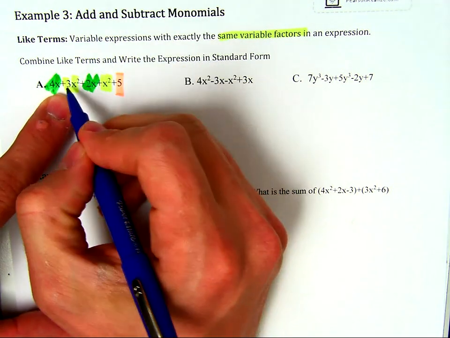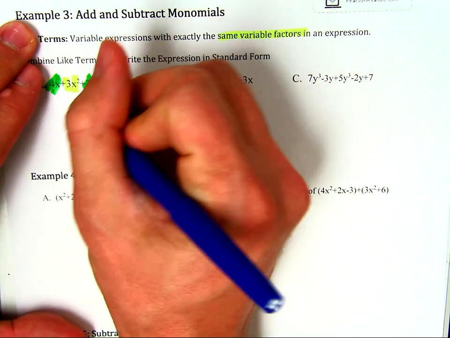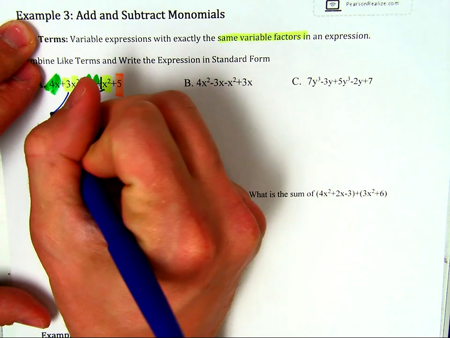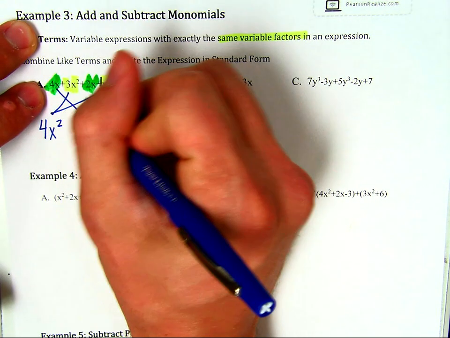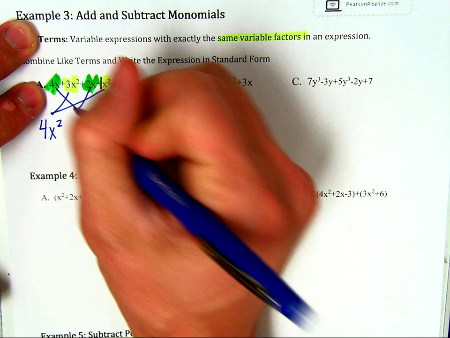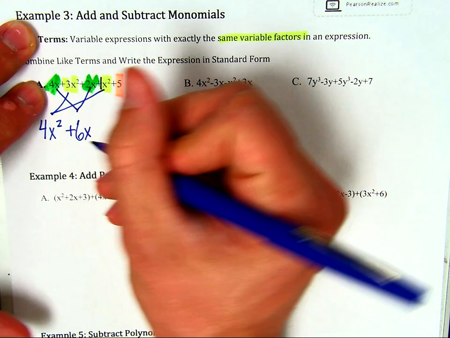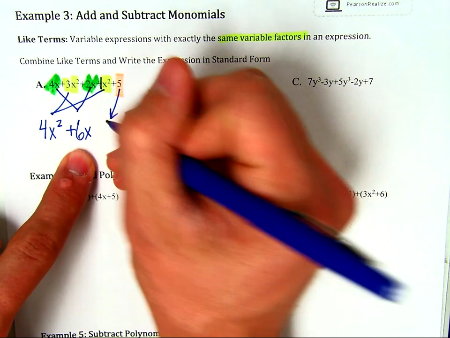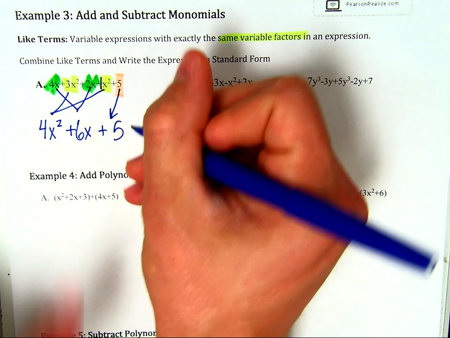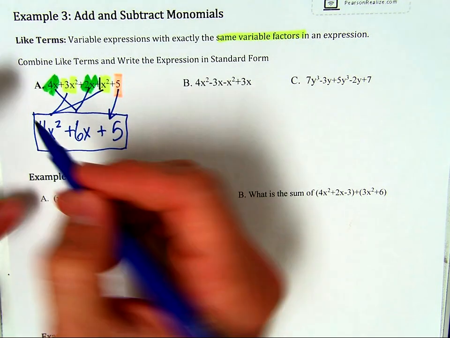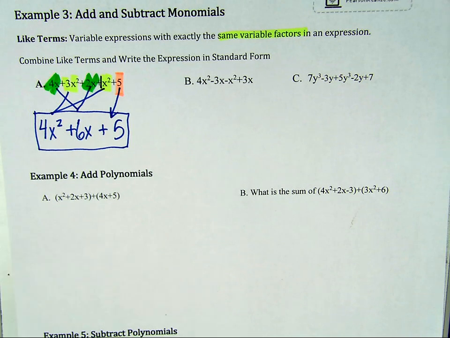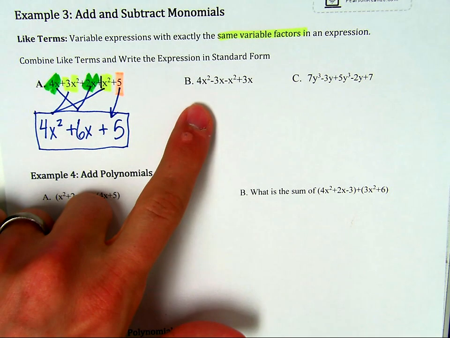So when we combine like terms, we take our x squareds. This is 3x squared and this is 1x squared. So those become 4x squared. The 4x and the 2x becomes a positive 6x, so we're going to say plus 6x. And then the 5 becomes plus 5. That's your answer.